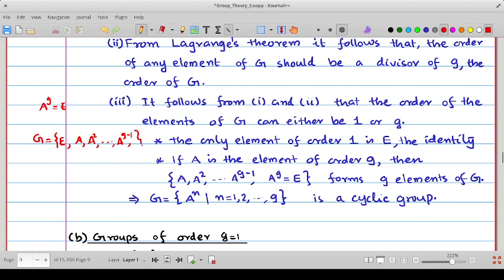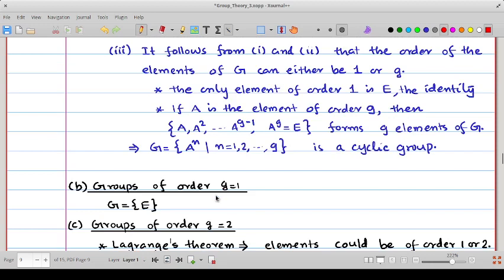because A is of order G. And we can also see that not only A, but A square, A cube, etc. will all be of order G as well. So the group is given by G equal to A to the power n, where n is equal to 1, 2, 3, etc. up to G. So all the elements are generated by a single element A and the group is therefore cyclic. So that proves our statement that a group of prime order is cyclic. And obviously, since it's a cyclic group, it is abelian as well.